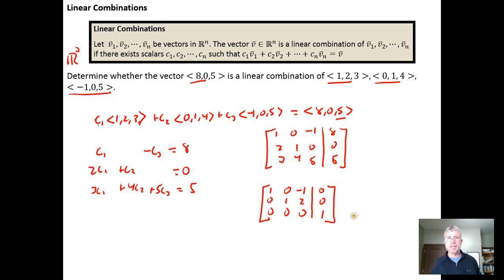And then when we look at this, the important row is row 3, and row 3 has the claim 0 times c sub 1 plus 0 times c sub 2 plus 0 times c sub 3 equals 1. It's making the claim that 0 equals 1, which is false, so we know by row 3 there's no solution to the system, which means that the vector 8, 0, 5 is not a linear combination of the given vectors.